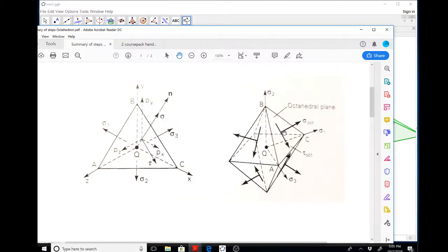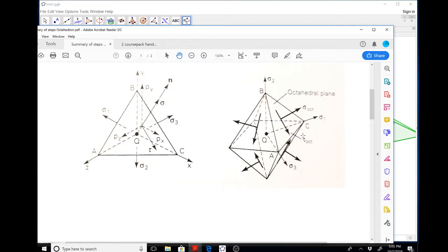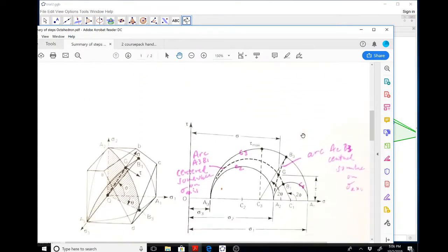And I know I can find the normal stress, and I want to find the shear stress on that plane. And if that shear stress on that plane, which we call tau octahedral, is beyond some experimentally obtained limit, then we say the shear will begin to fail through sliding, right? So the 3D octahedral surface is super cool, but how do you get it?